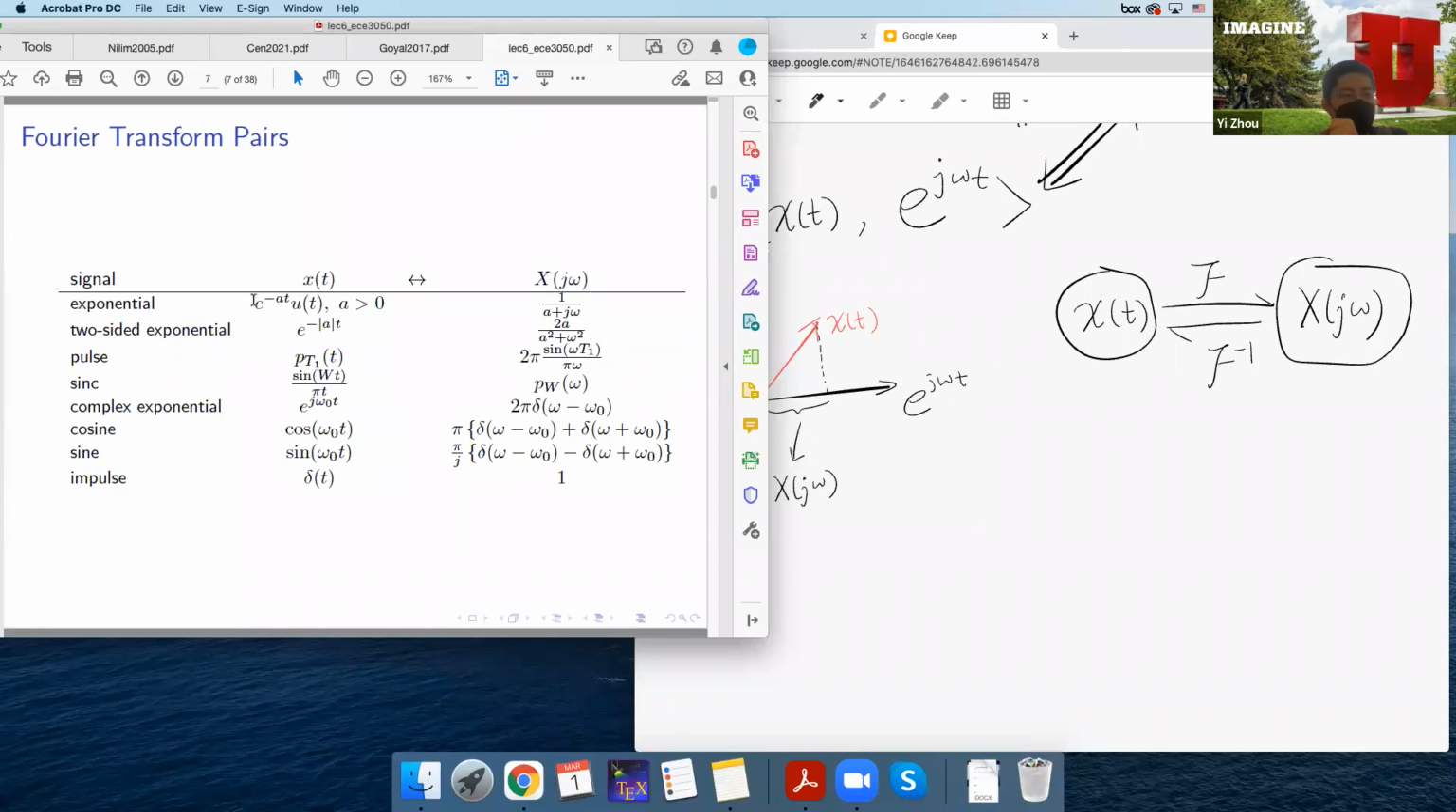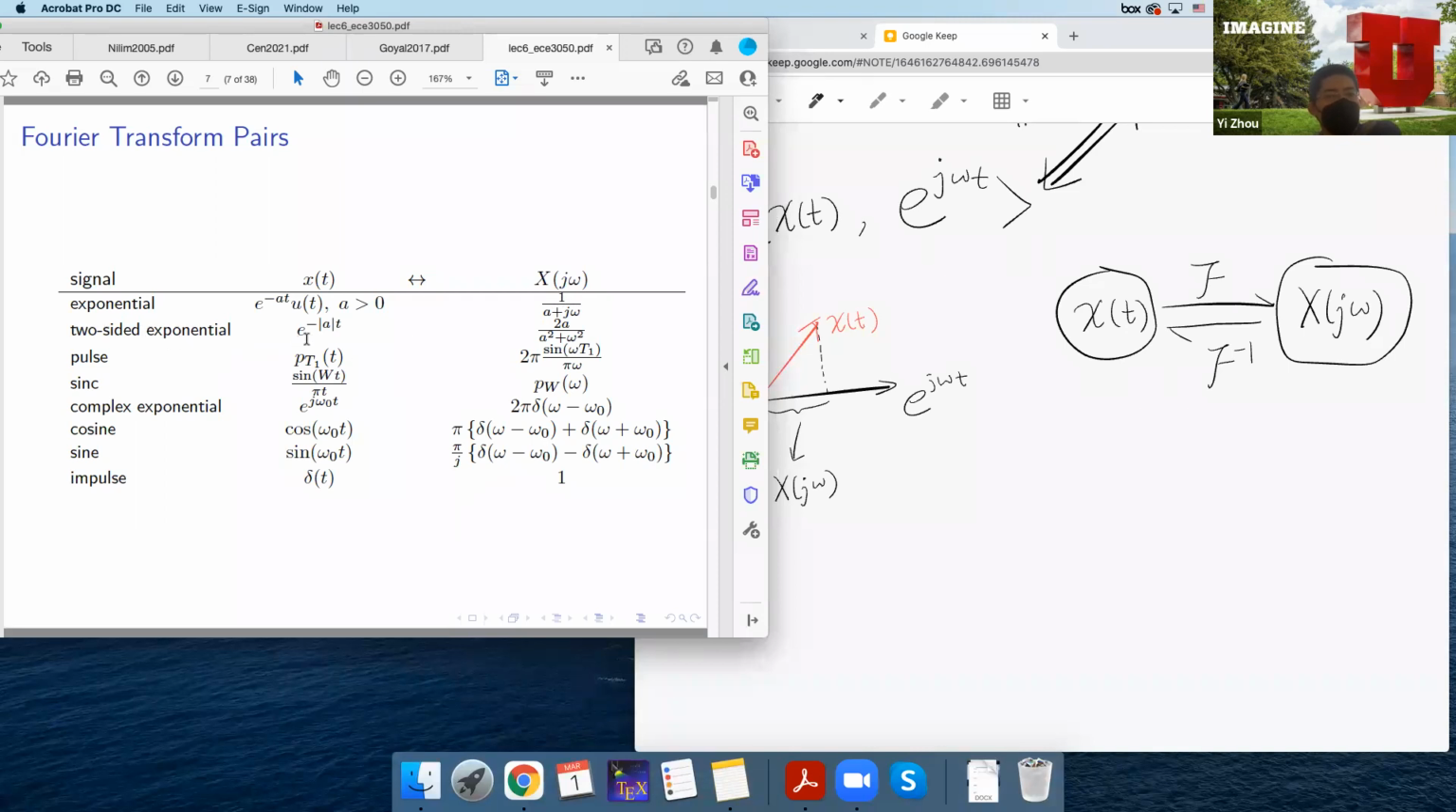The first line is exponential, where the signal x(t) is an exponentially decreasing signal, and this u(t) makes the signal causal. Right? So it only preserves the positive part of the signal. Now for such an exponentially decreasing signal, the corresponding Fourier transform is X(jω) = 1 over (a + jω). So you can imagine that the magnitude of this spectrum is decreasing as the frequency increases, which means most of the energy of the signal lies in the low frequency region.